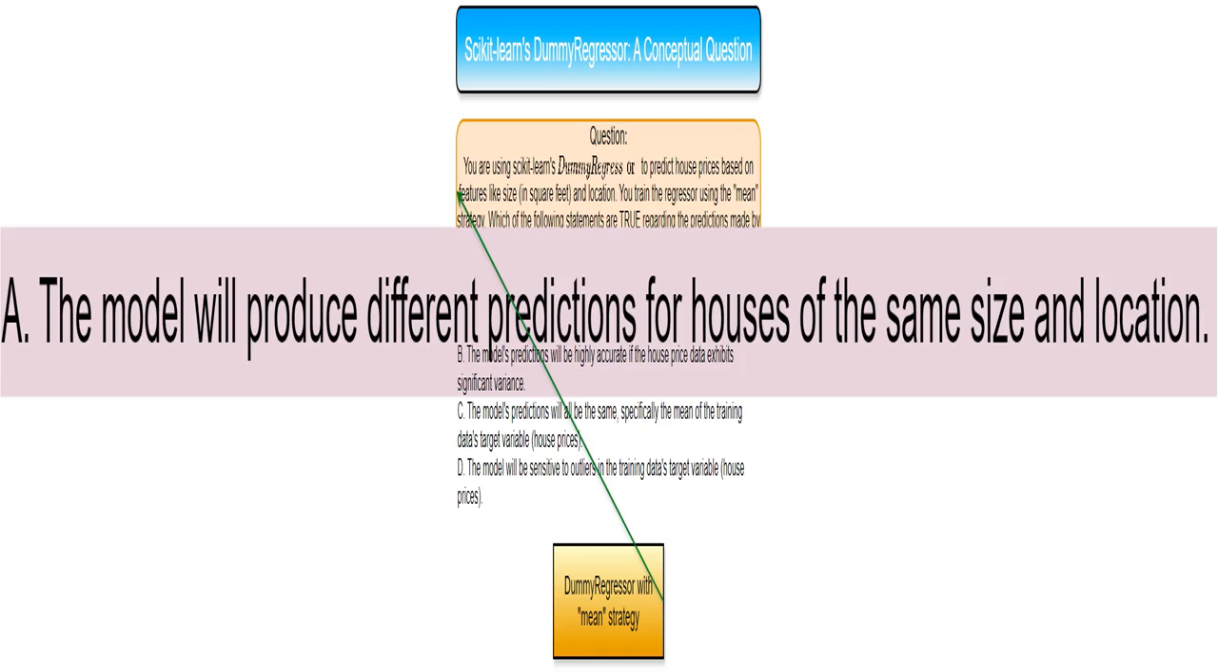I'm addressing this statement. Will this regressor's accuracy change if there is a wide range of house prices? The answer is no. The model will stubbornly predict the average, ignoring how spread out the prices are. High variance in the data would only mean that the DummyRegressor's predictions are likely to be poor.